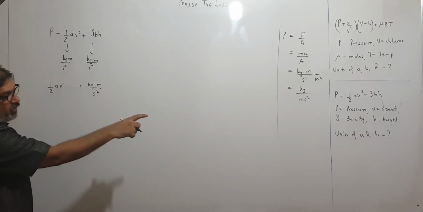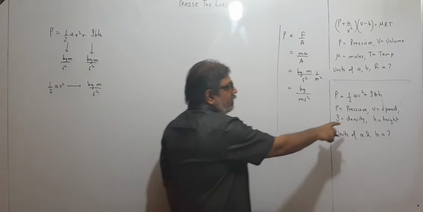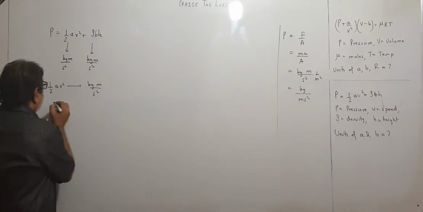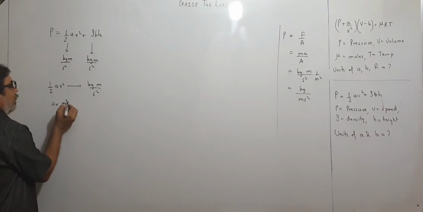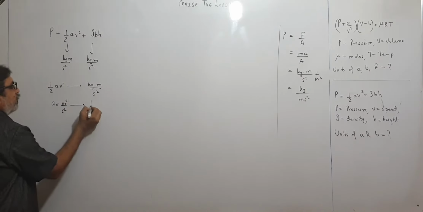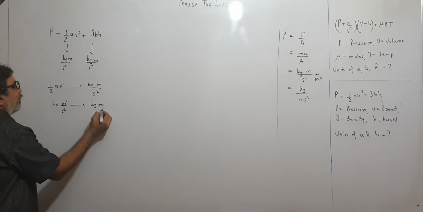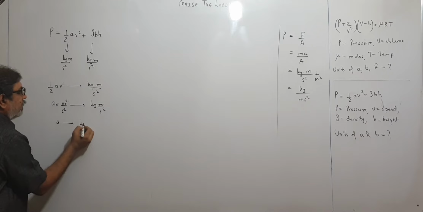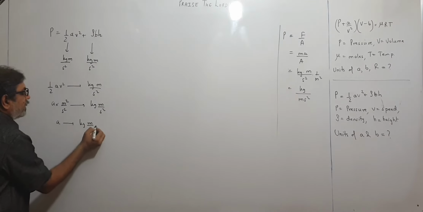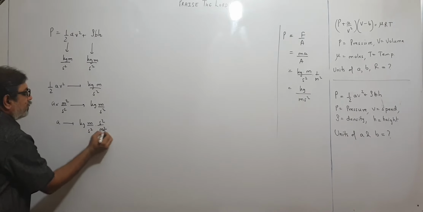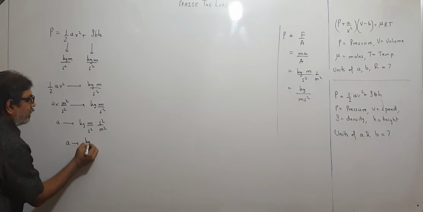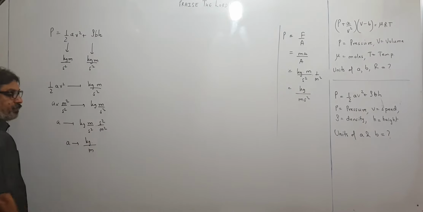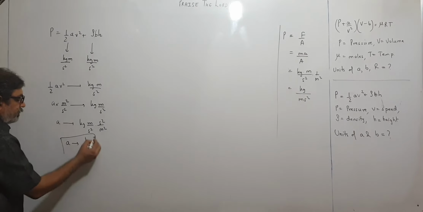V is given to me as speed, the units are meter per second. So this becomes A into meter square upon second square, which has unit kg upon meter second square. Cross multiply, A has units kg upon meter second square upon meter square order. So A has unit kg upon meter, and these are the units of A, kg per meter.